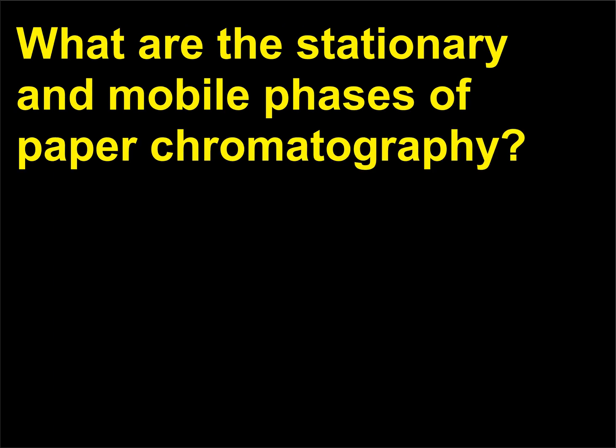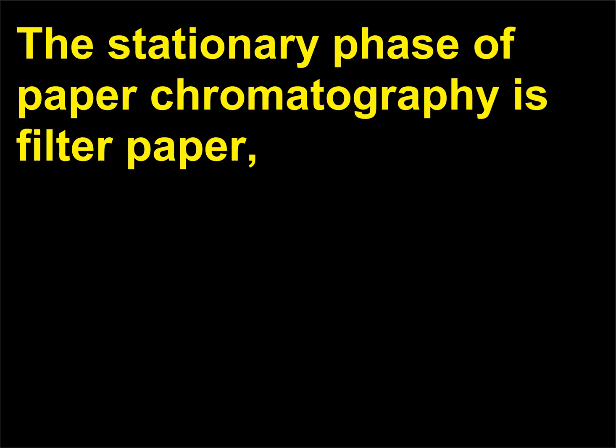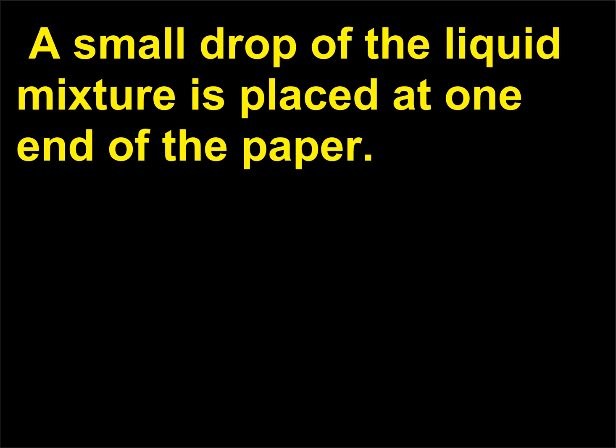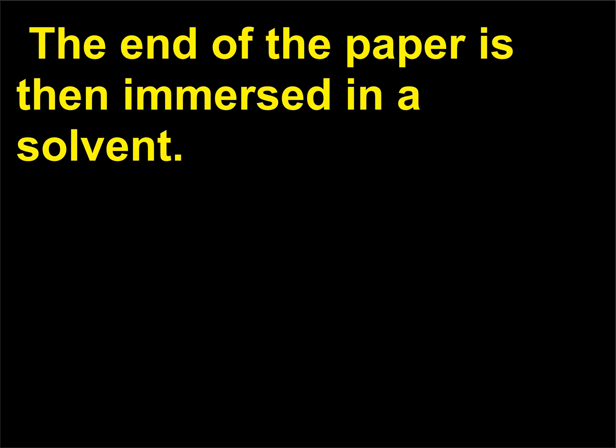What are the stationary and mobile phases of paper chromatography? The stationary phase of paper chromatography is filter paper, and the mobile phase is an organic solvent or mixture. A small drop of the liquid mixture is placed at one end of the paper. The end of the paper is then immersed in a solvent.